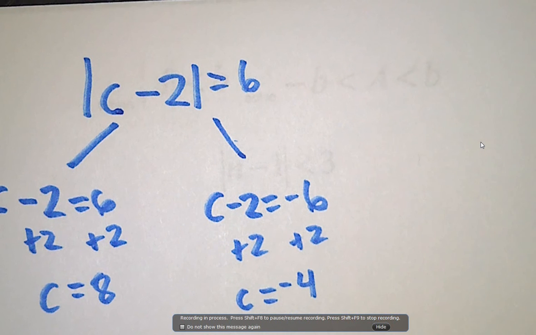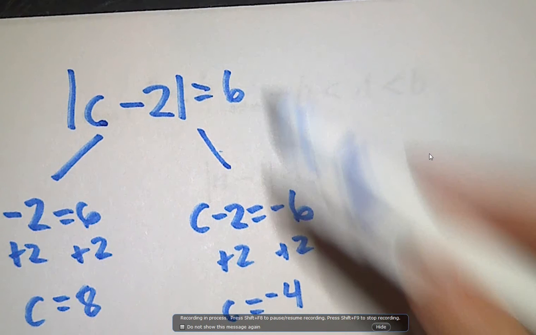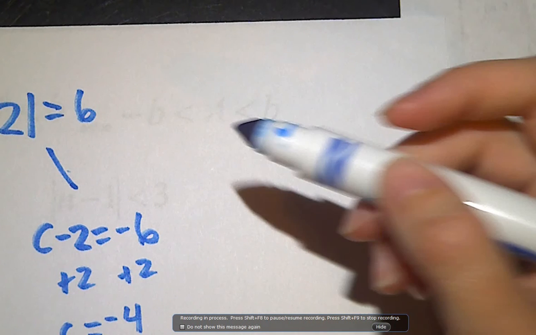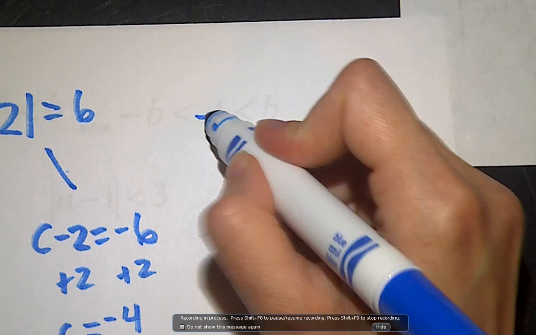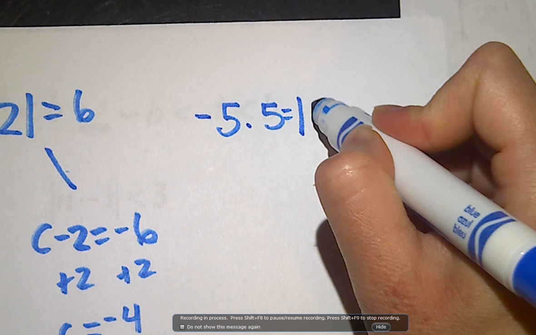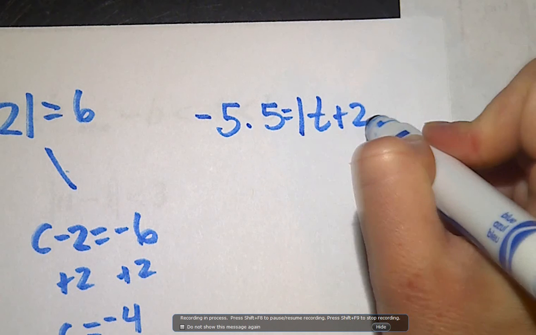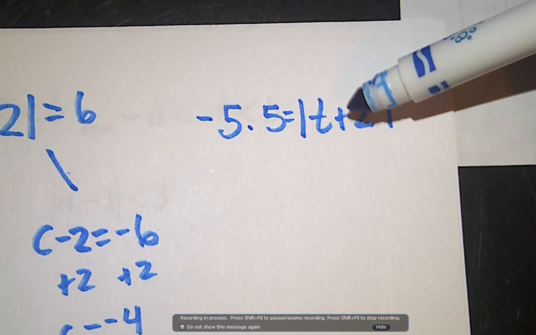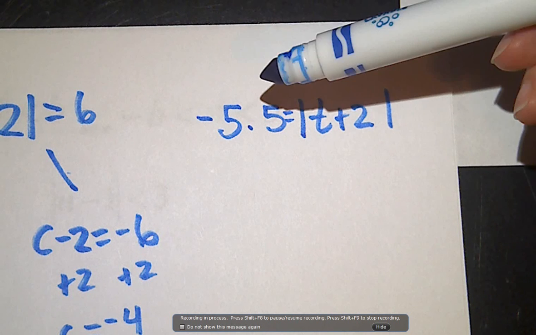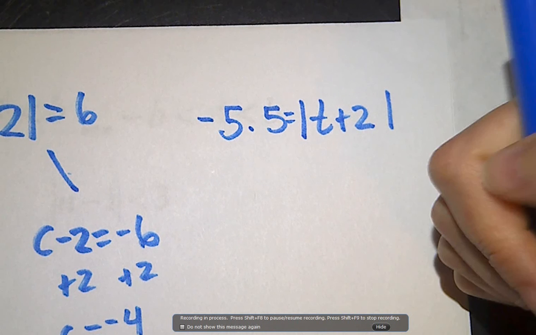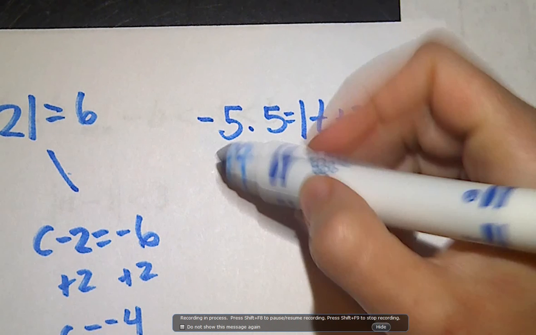So that's what you should have had for your two solutions for that one. Okay, for B, you should have done, it was negative 5.5 is equal to the absolute value of t plus 2. This one was a tricky one because on this one, this is telling you that your solution, the distance, is negative 5.5 from 0. And we talked about this before. Can you have that? Can you have a negative distance? No. So this one was actually a no solution.